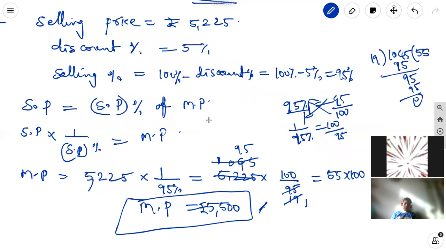The discount percentage is 5%, which means the selling percentage is 95%. Okay.